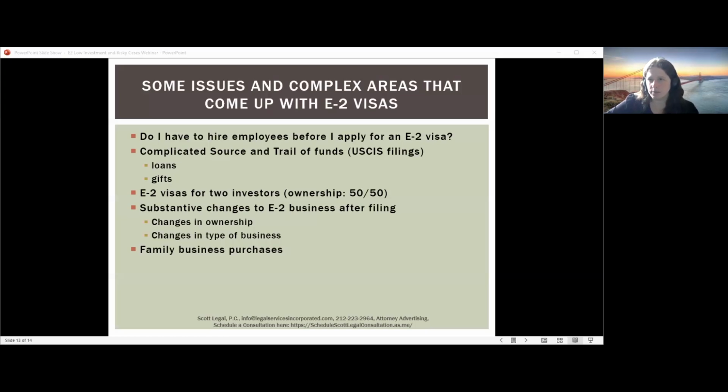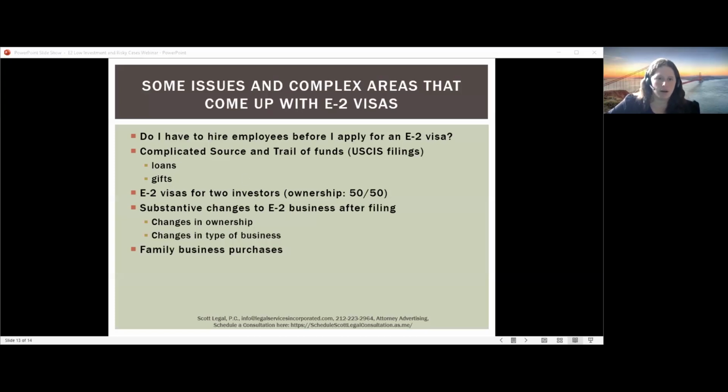As well, when you're thinking about two E-2 investors, the investments don't have to be exactly the same, but you want them to generally match. If one person is investing $5,000 and one person is investing $100,000, it's going to be quite difficult for the person only investing $5,000 to say they've made a substantial investment.